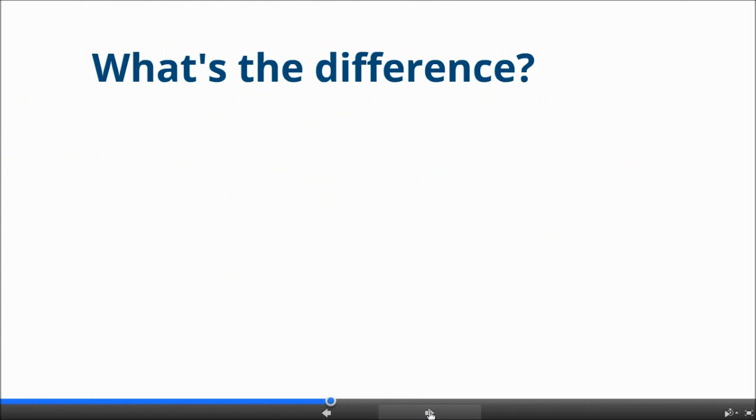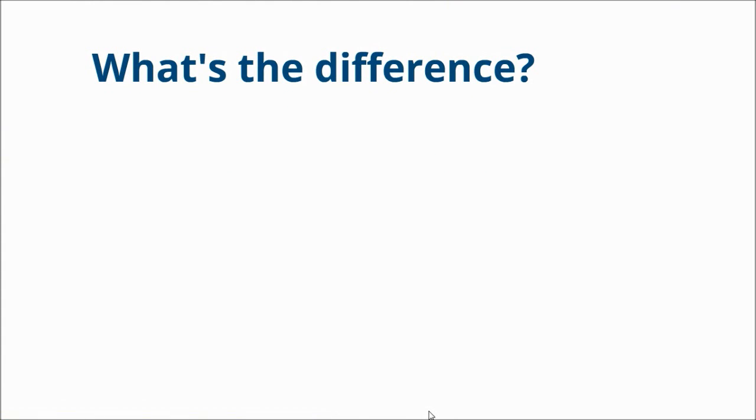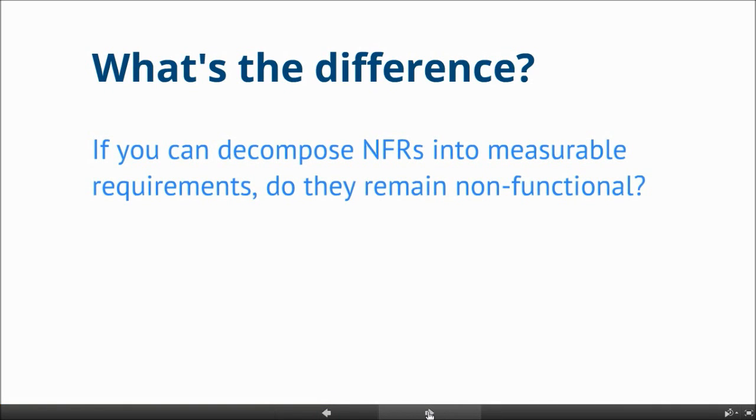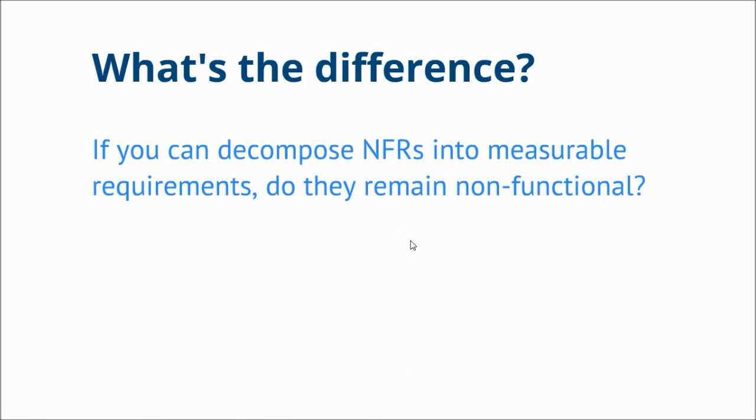So what is the difference when we talk about non-functional requirements that are not measurable, they're nebulous, and we just work with them until they become measurable and have more clarity? What is the difference between a non-functional requirement and a functional requirement? If you can decompose non-functional requirements into measurable ones, do they remain non-functional? That's almost a philosophical question, but it's certainly the direction that you want to go.